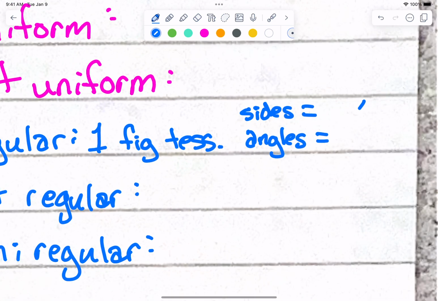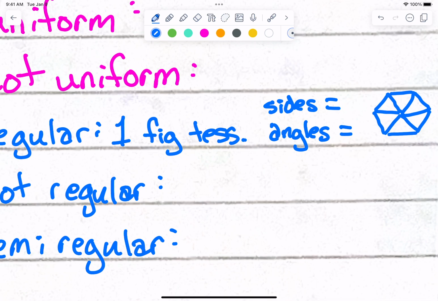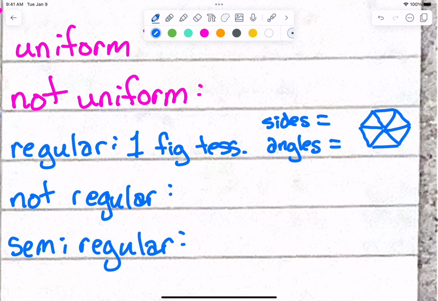Or let me do an equilateral triangle like this. Like one of these. All of these figures are exactly the same, right? Those are all equilateral triangles. You don't have to draw that if you don't want to. But that is a regular tessellation. It's one figure that's tessellating and all the sides and all the angles are the same.